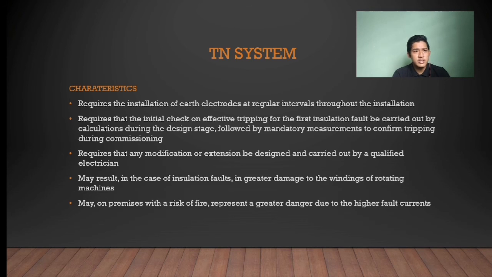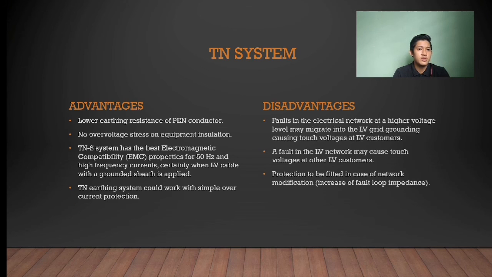The advantages of the TN system: lower earthing resistance of the PEN conductor, and no overvoltage stress on equipment insulation. The TN-S system has the best electromagnetic compatibility (EMC) properties for 50 Hz and high frequency currents, certainly when a low voltage cable with a grounded shell is applied. The TN earthing system can work with simple overcurrent protection.